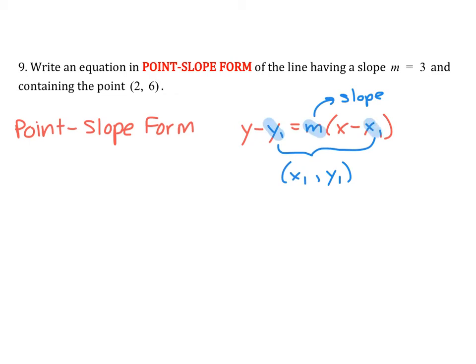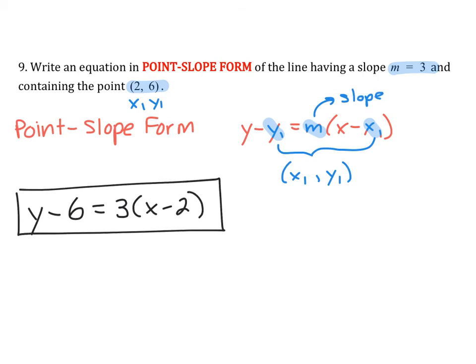So luckily, in this problem, we are given m and we are given a point, which is going to be our x1, y1. So let's just substitute it into our point-slope form. So we have y minus y1, which is 6, equals m, which is 3, times x minus x1, which is 2. So this is actually the answer in point-slope form. It's not in slope-intercept form how we typically see linear equations, but this is what the problem asks for. So we're done.